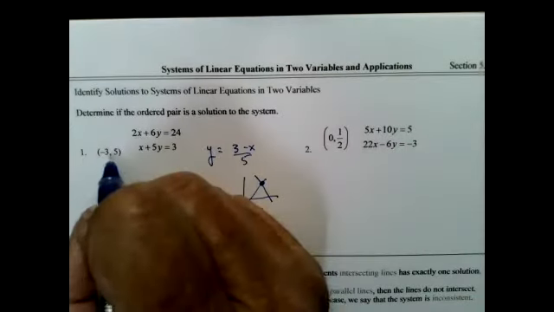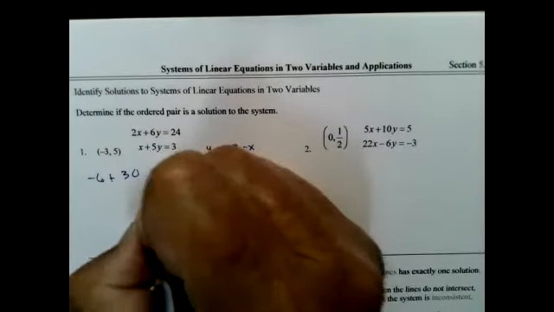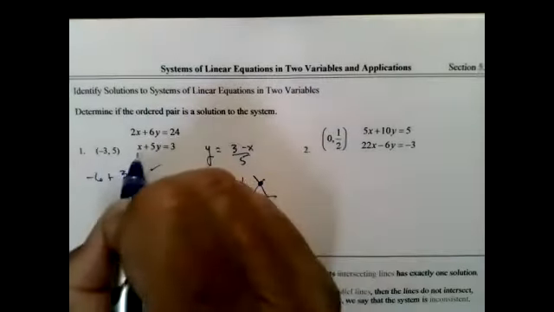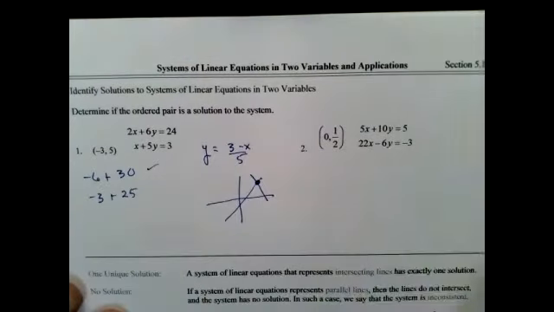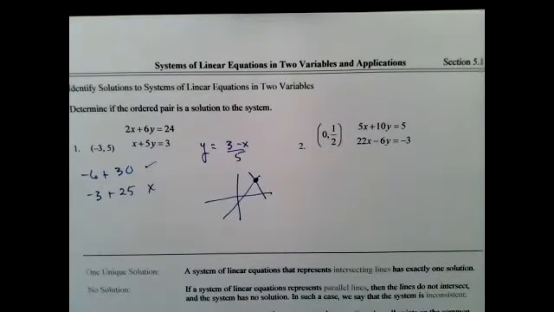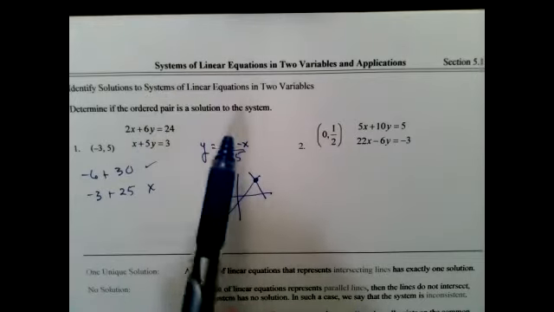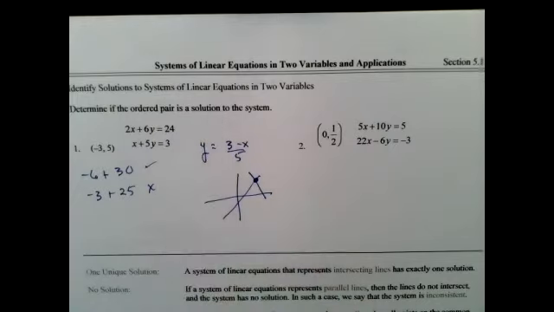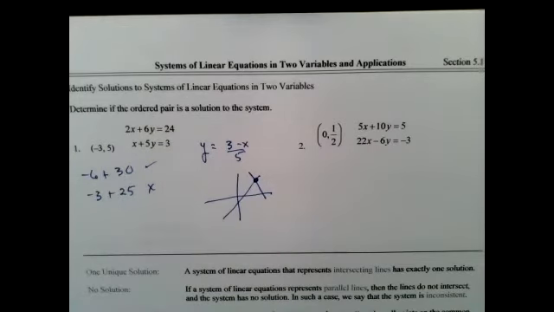So if I plug in -3, I get -6 plus 30. That does in fact equal 24. If I plug in -3 in the next one, I get -3 plus 25. And that is not equal. And that would not be a solution for both of those. So this thing where I have two equations, two unknowns, starts to get into what's called a system of equations. So when we read all this terminology, determine if the ordered pair is a solution to the system. It is for the first one, but not so much for the second one.